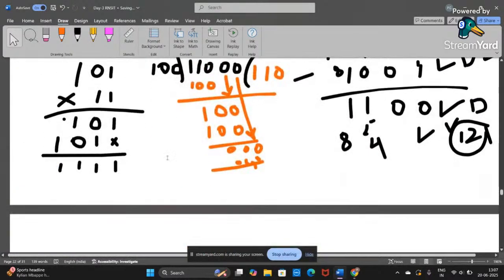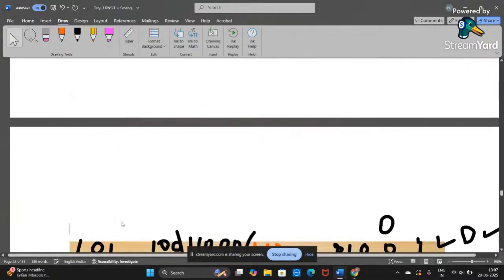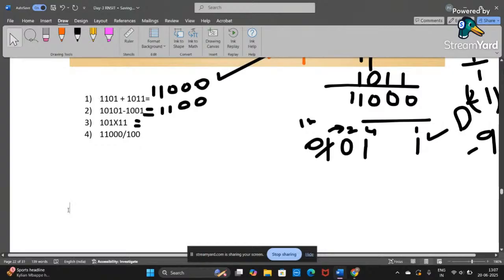And I will give you a problem which is mixed. It's a mix of addition and multiplication. 1, 0, 1, 0 plus. You won't get this type of problem, but still, to make you understand better, I'm giving you this one. This is a mixed operation of addition and multiplication. So I've given you the small one.